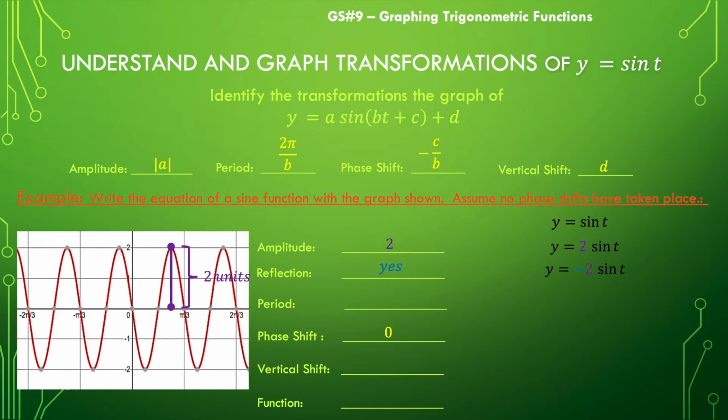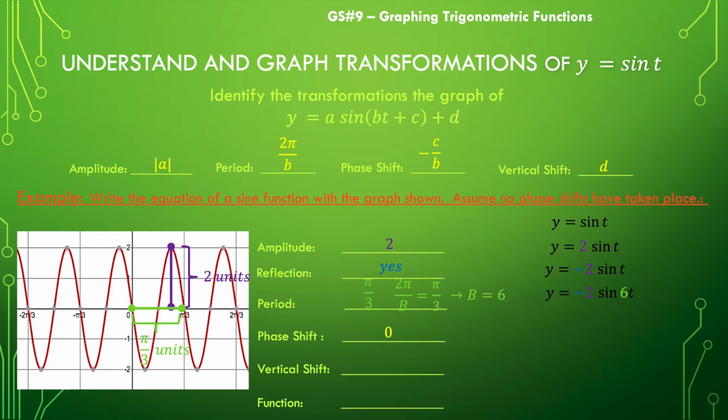Let's identify the period of this function. Remember, the period is the distance it takes for one full cycle, and that looks like it's pi over 3 units here. So then we will use the period to solve for b. 2 pi over b is equal to pi over 3, and so b is equal to 6. And that means that I can add that 6 value in as the coefficient of t.